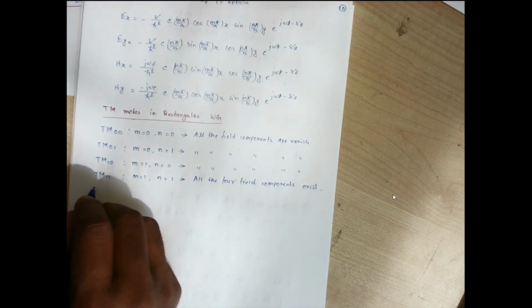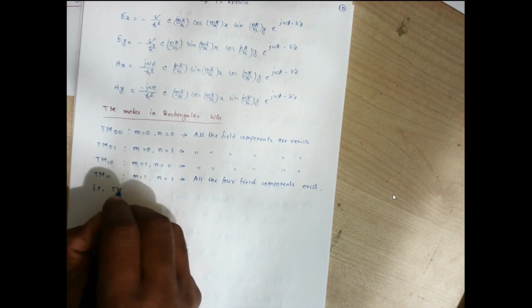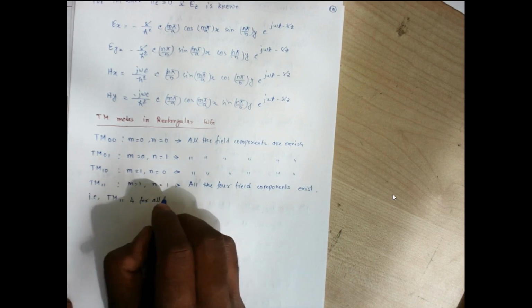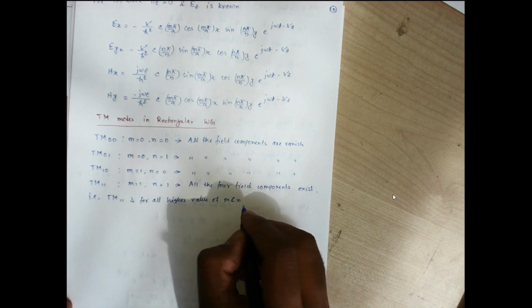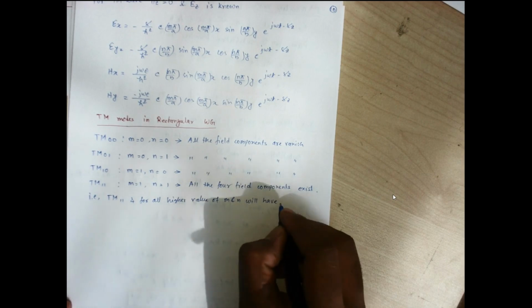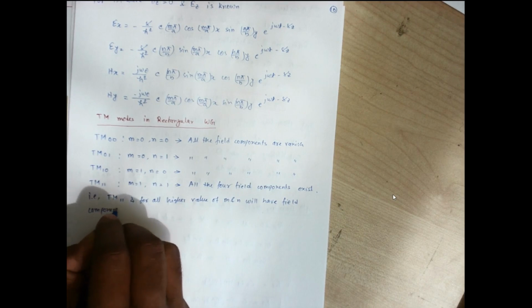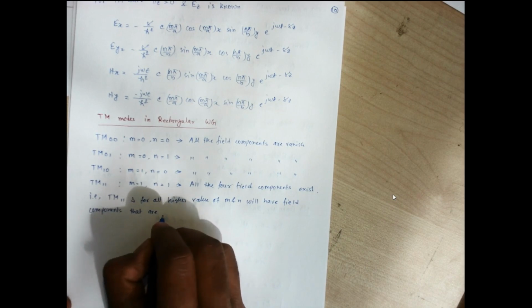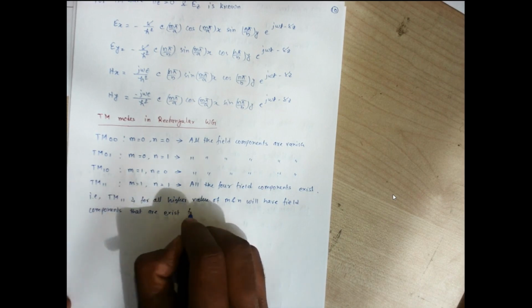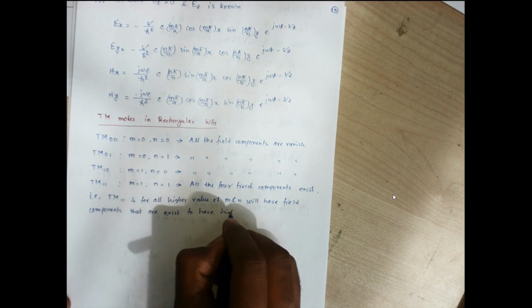That is, TM11 and all higher values of m and n will have field components that exist, giving higher order modes.